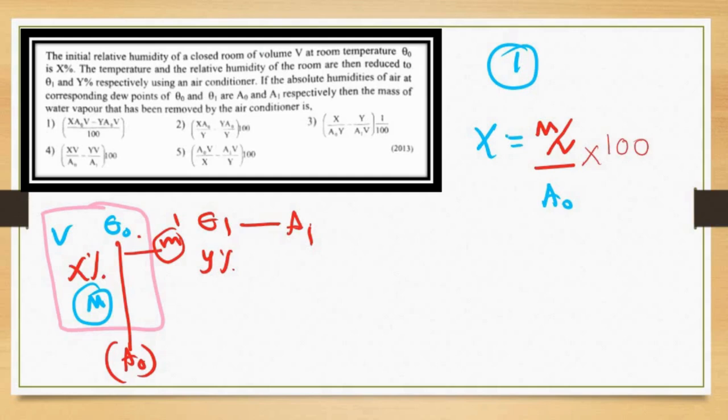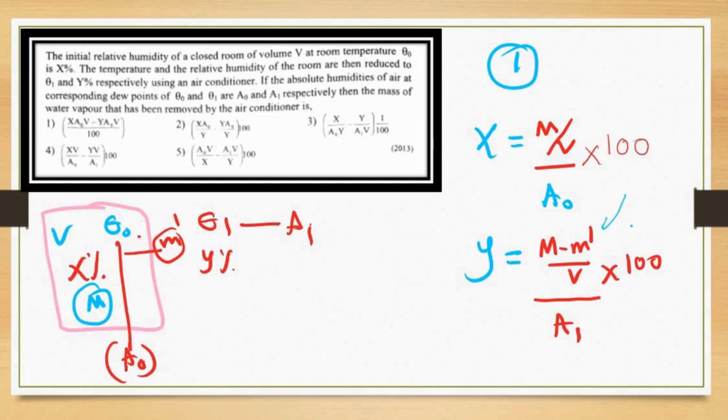Right, in the very same manner let's write down the second equation for y. So m dash amount of mass actually goes out from the system now. So let's write from the same, m minus m dash, current vapor mass divided by volume, over the saturated absolute humidity a1. So that I multiplied by 100. Okay, now remember they are asking us to find m dash.